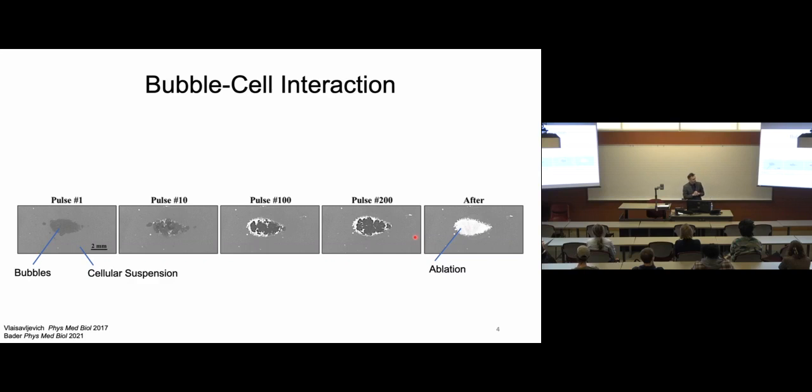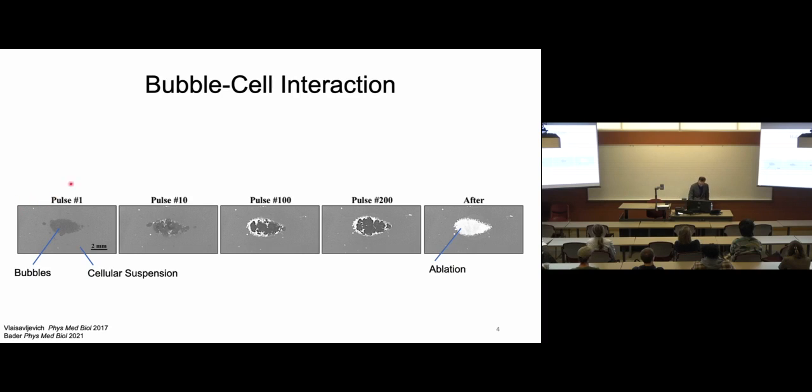This is a study that was done by a colleague of mine, Eli Vlaisavljevich. And apologies, Eli, for always mispronouncing your last name. But this is a series of high-speed images taken of a bubble cloud that was generated within an agarose gel with a suspension of cells. And so this is sort of like a model tissue.